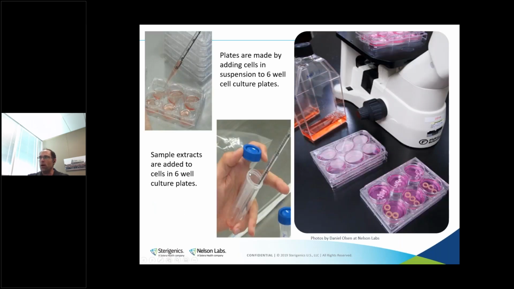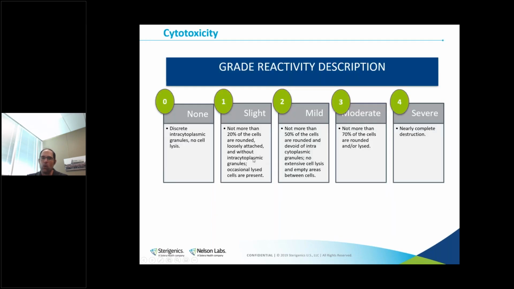But as I mentioned before, this test is run with MEM fluid. You can see that right here. That's the cell culture media. We extract and then put the extraction onto these cells. So the cells are at the bottom of these wells. And then we score it from a grade of 0 to 4. And it's just based on percentage of cells affected.